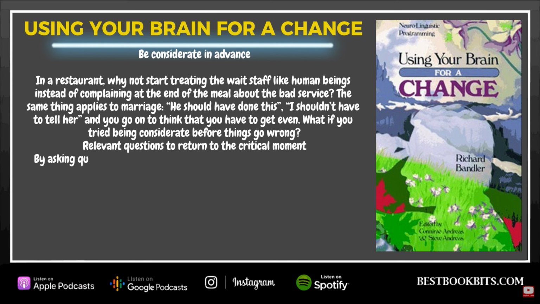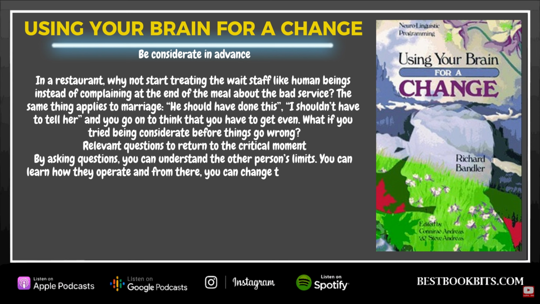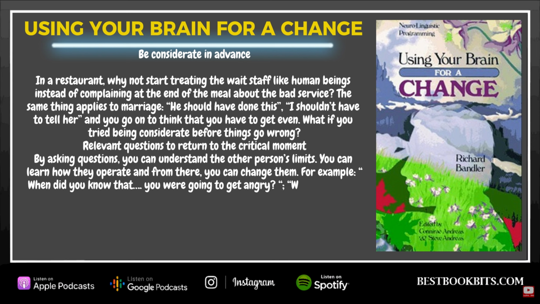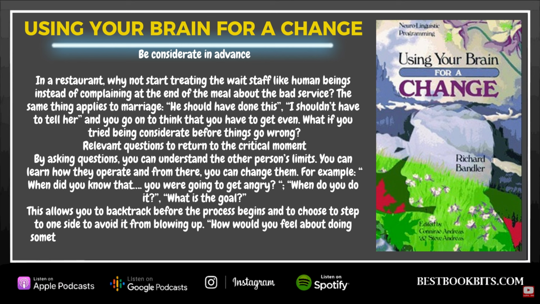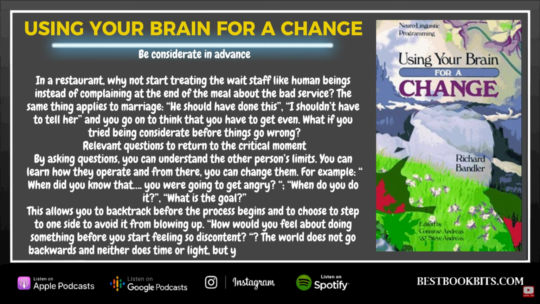Relevant questions to return to the critical moment. By asking questions, you can understand the other person's limits. You can learn how they operate, and from there, you can change them. For example, when did you know that you were going to get angry? When did you do it? What is the goal? This allows you to backtrack before the process begins and choose to step to one side to avoid it from blowing up. How would you feel about doing something before you started feeling so discontent? The world does not go backwards, and neither does time or light, but your brain can go backwards.